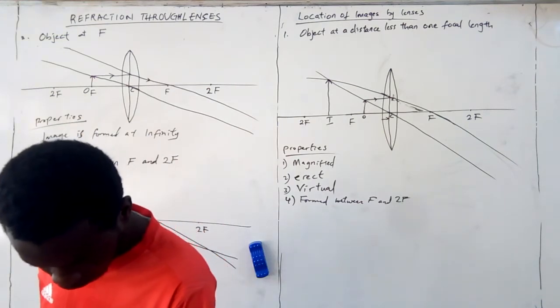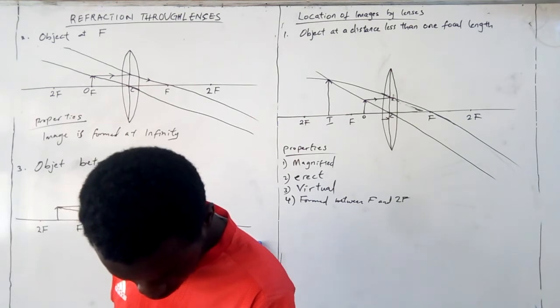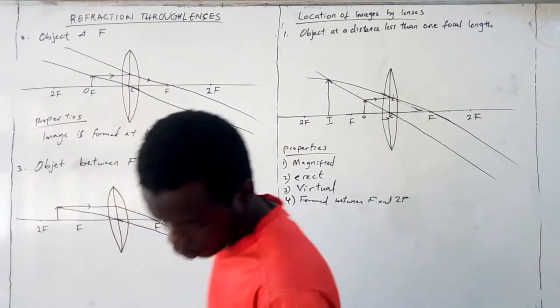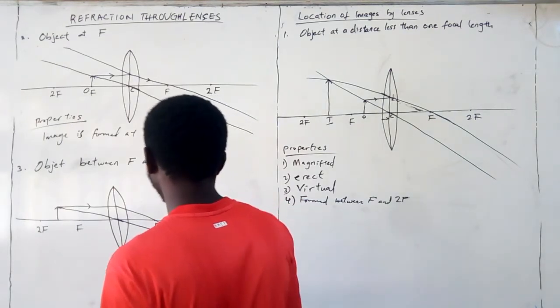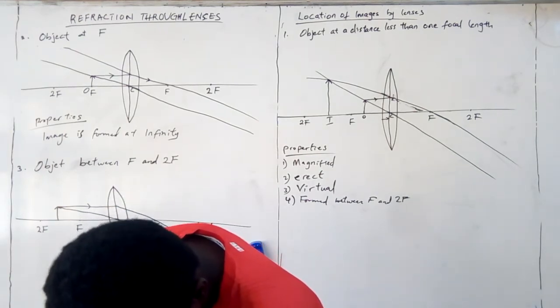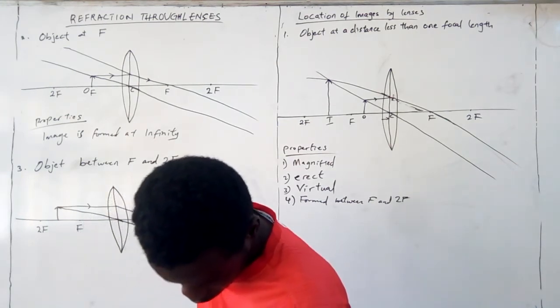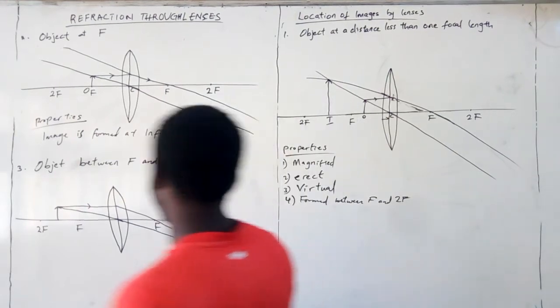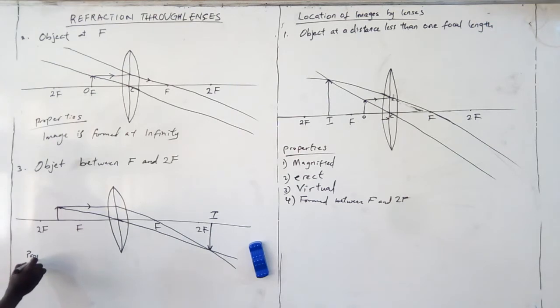Okay. So the image is formed at this position. Now let's look at the properties of this image.